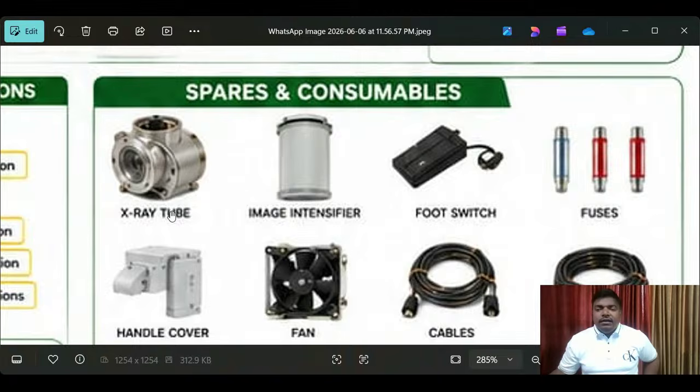Now see here, spare parts and consumables. For example, if you get a complaint about a CM, anywhere in these components and parts you will find out the issues. Suppose you get a complaint from the hospital technician that the CM is not working. Then what you have to do? You have to get the complaint details. What problem do you face?